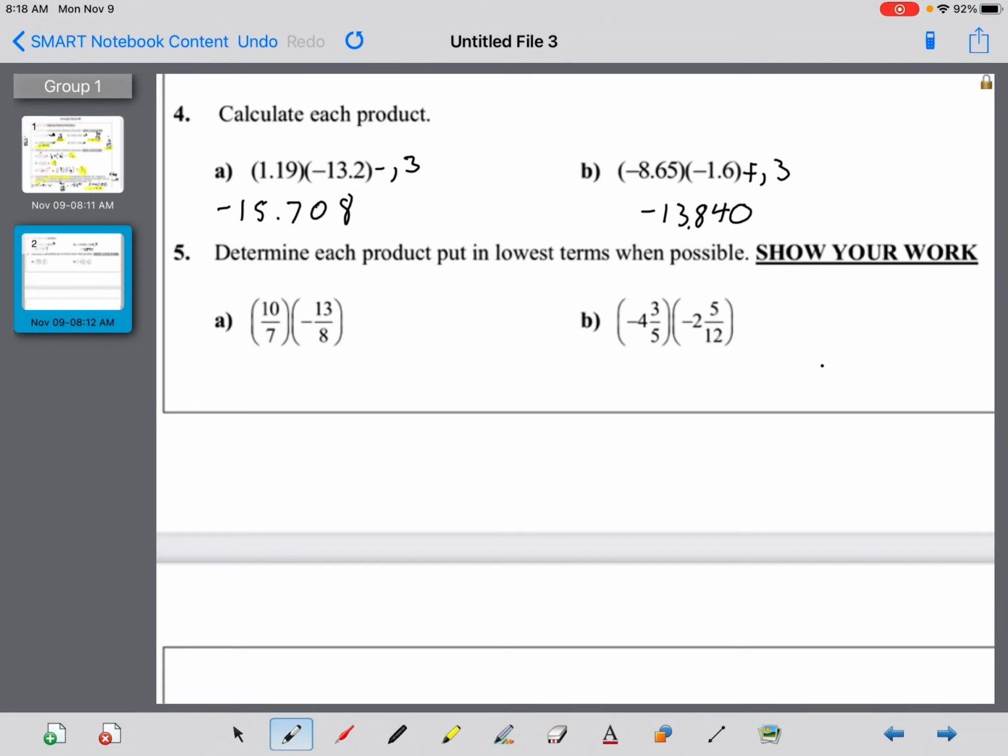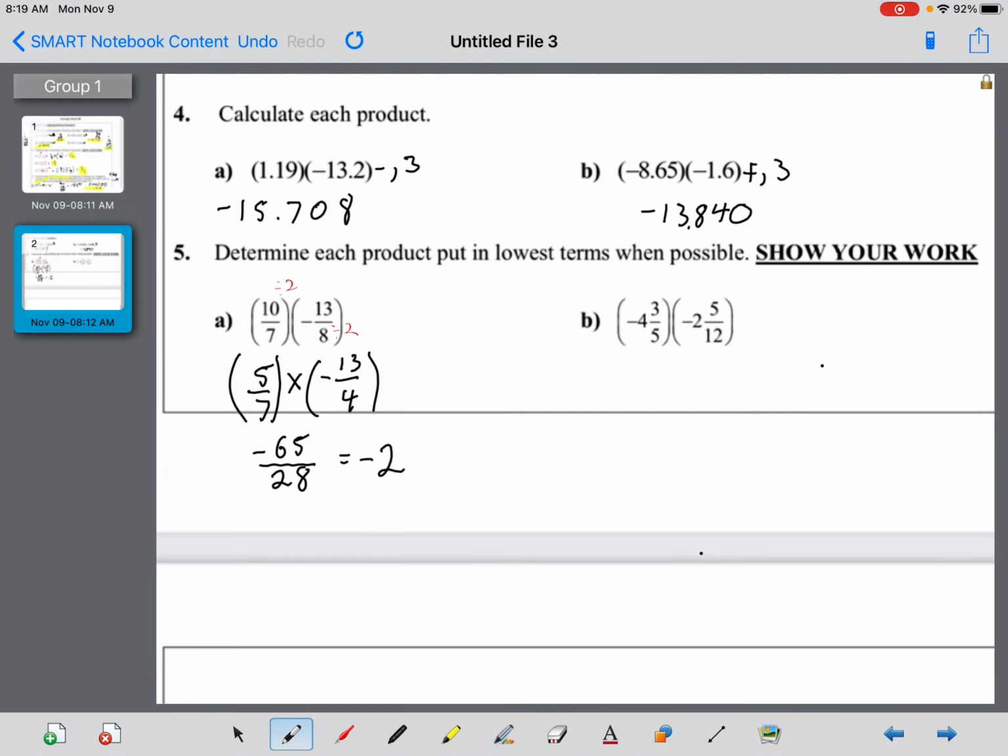All right, determine each product, put it in lowest terms. So pretty straightforward for this one. What I can do to start is I can divide out 2 from each of these two, and I'm going to be left with 5 over 7 multiplied by negative, brackets don't really matter on the first one, negative 13 over 4, which will give me negative 65 over 28, which I believe is going to be negative 1. Oh, sorry, negative 2.